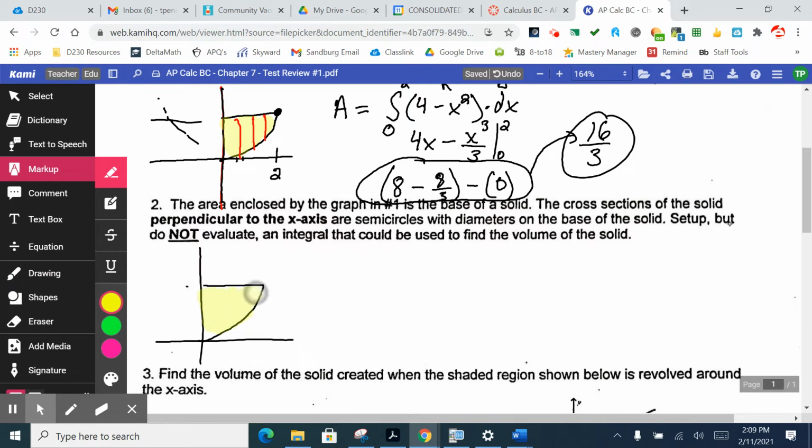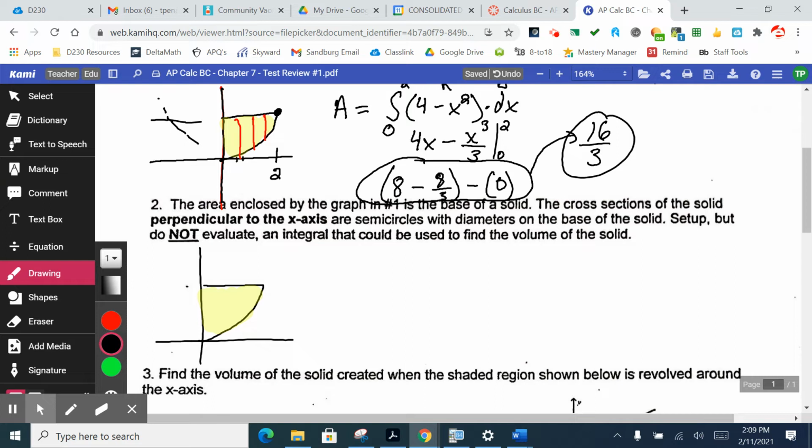Number 1 is the first thing we did in the chapter, just finding a simple little area. The next thing we did in this chapter is we took that area and we can now start creating different sorts of shapes by using that as a base and putting different things on top of it. That's what this one is. So the area enclosed by the graph in number 1 is now the base of a solid. The cross sections of the solid, this is important, perpendicular to your x-axis, so that means you've got to put them in vertically, are going to be semicircles.